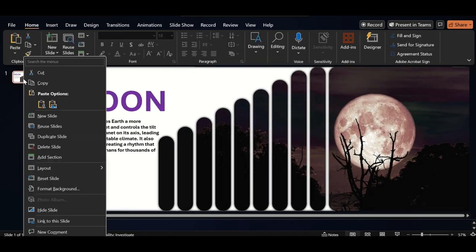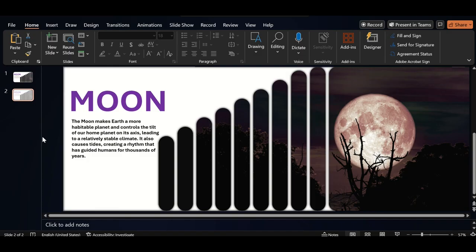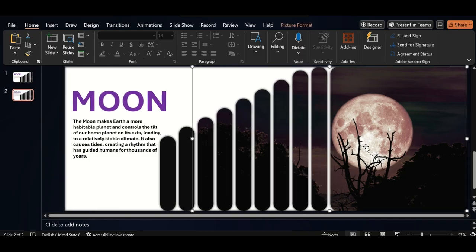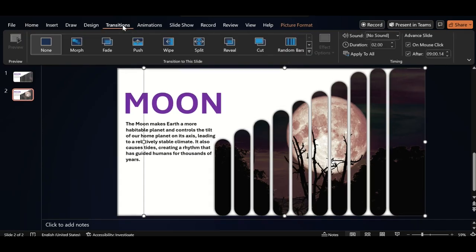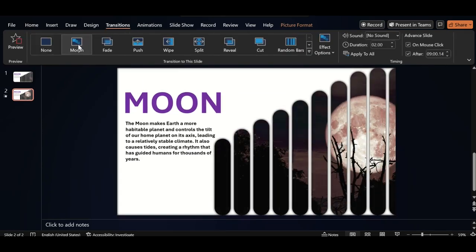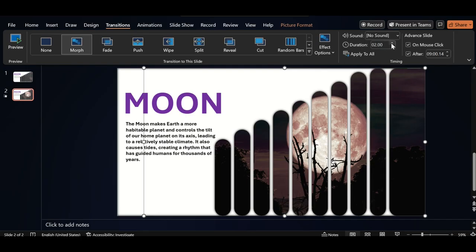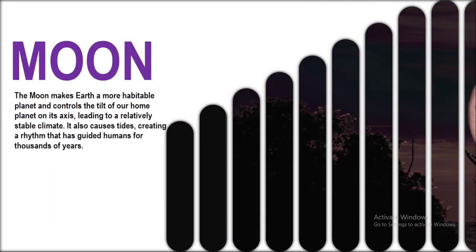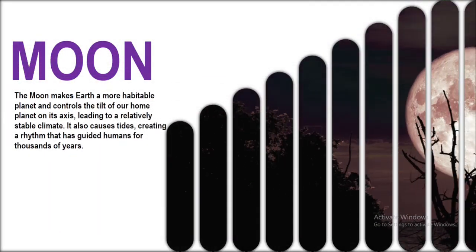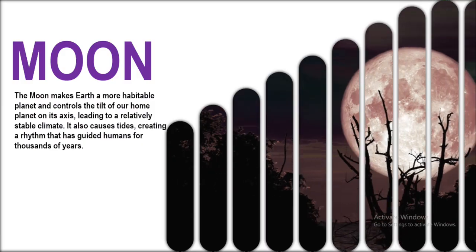Right-click and duplicate the slide, adjust the picture like this. Go to Transitions, select Morph, and increase the duration. Now click on Slideshow and see how beautiful our animation looks.